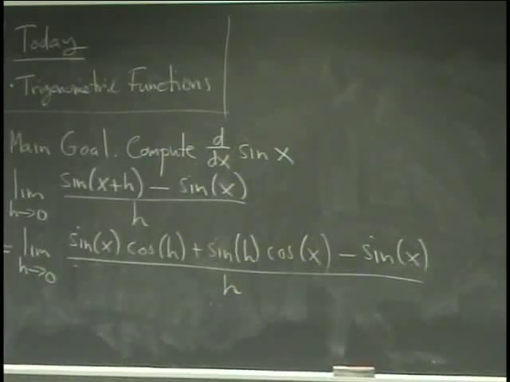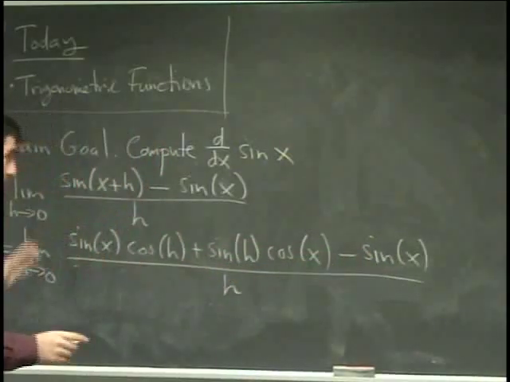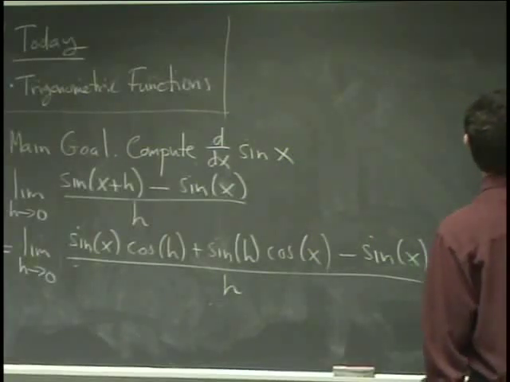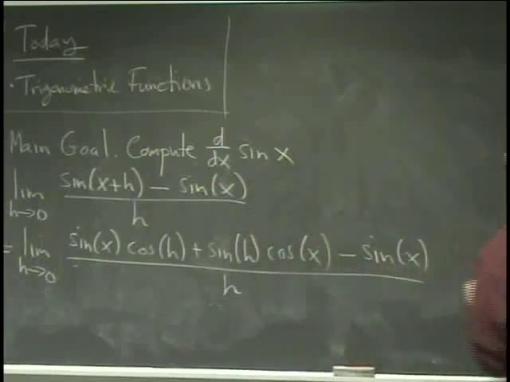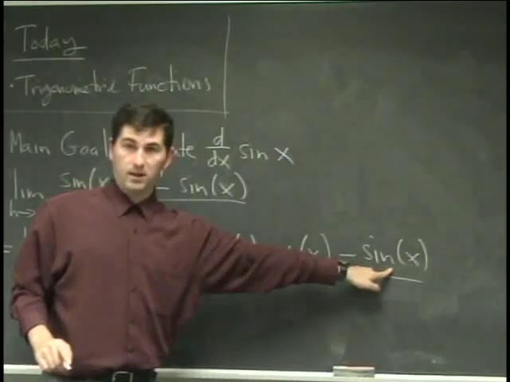We do the only thing we can do at this point. We try to factor it a little bit. So let's see. This has a sine of x, and that has a sine of x. So we can factor it, at least a little bit. So these two are going to combine to be sine of x times cosine of h minus 1. I pull the sine of x from here, that leaves a cosine of h. I pull the sine of x from here, that leaves a minus 1.